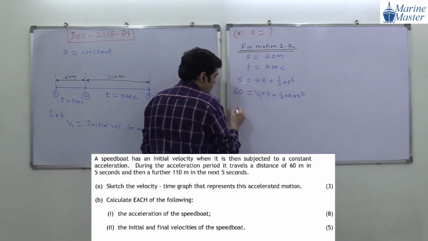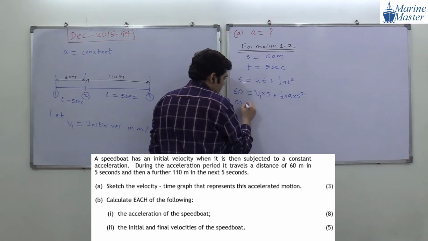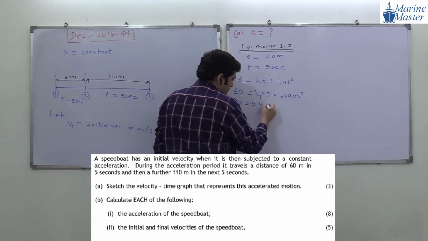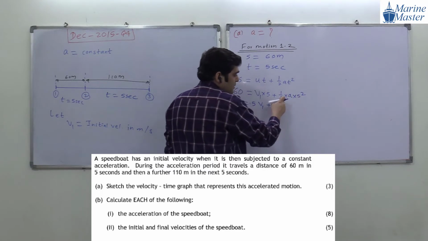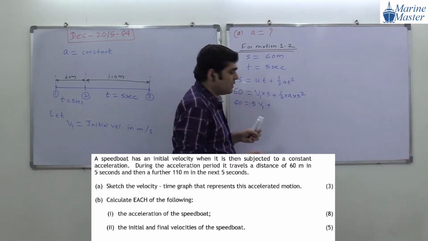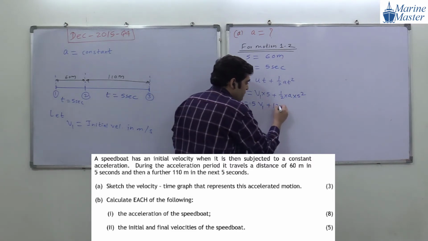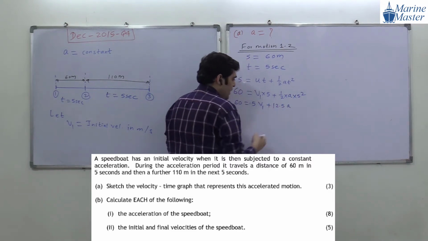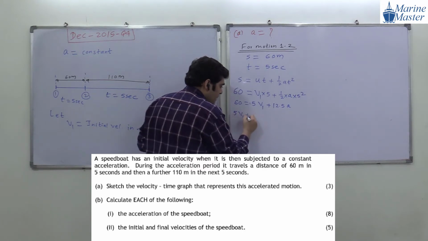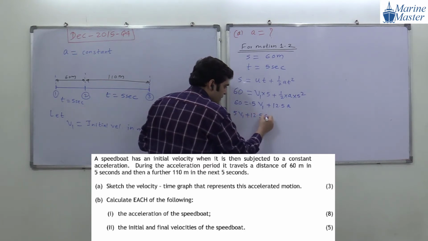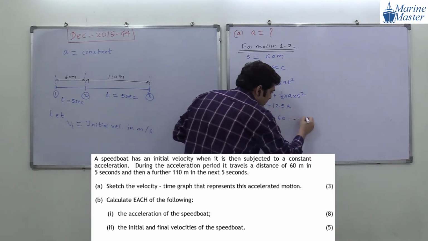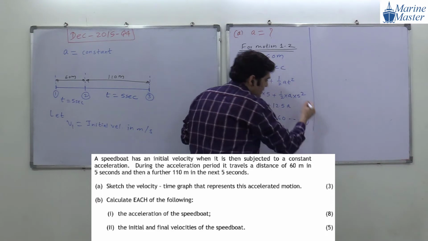Okay, so what do we say? 60 is equal to 5 v1 plus half into 5 square. 5 square means 25, 25 by 2 is 12.5. So 12.5 A. Okay, everyone, try to see the scenario. So 5 v1 plus 12.5 A is equal to 60, and we will call it our equation 1.